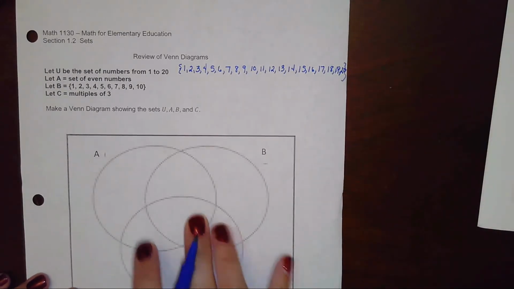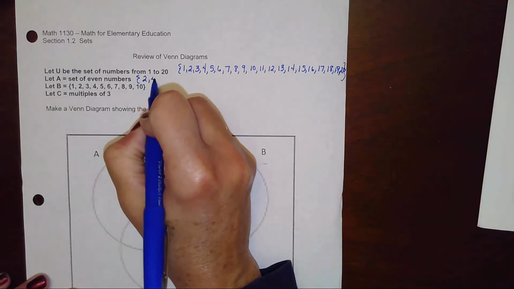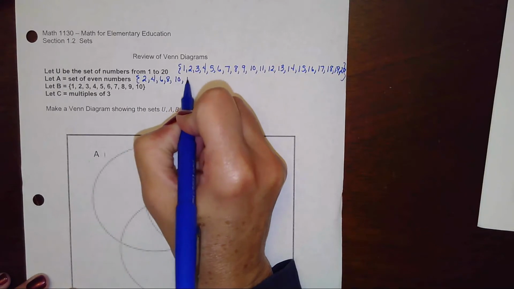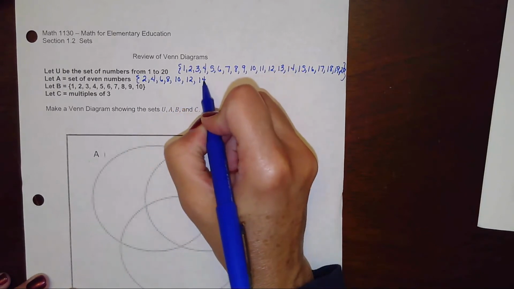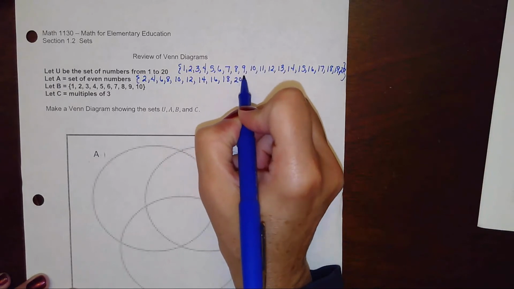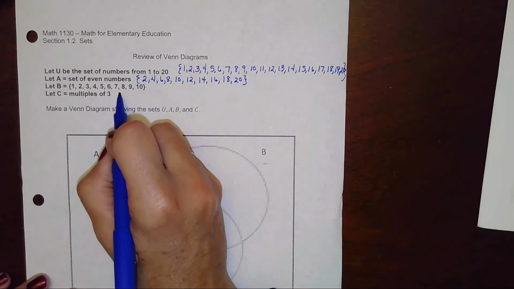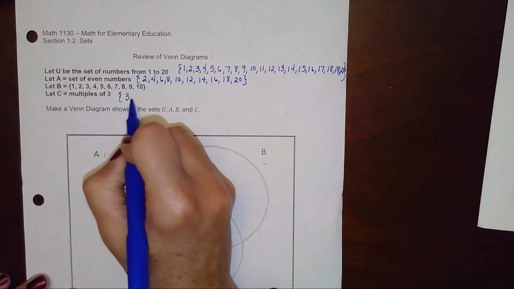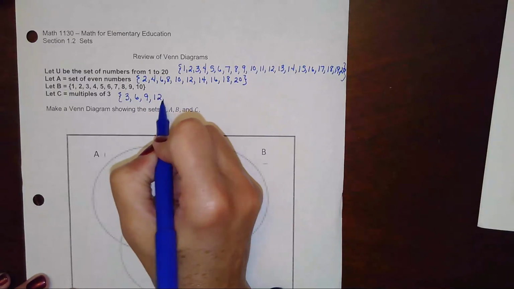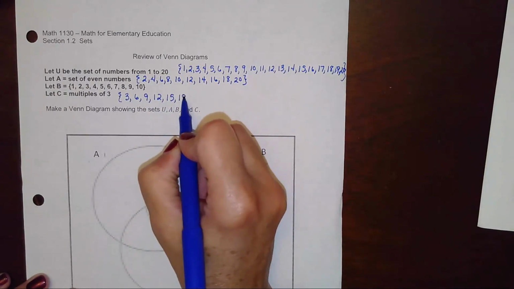All right, so let's see what A would be. So A would be the even numbers. So 2, 4, 6, 18 and 20. B is defined, and C is multiples of 3. So 3, 6, 9, 12, 15, and 18.